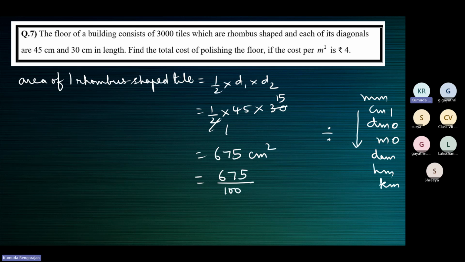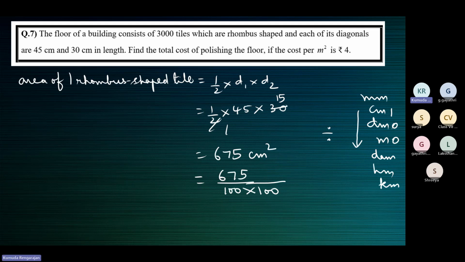But to convert centimeter square to meter square, do the same thing 2 times. You're dividing by 100, then divide by another 100. Whatever you do, do it 2 times. If you're dividing by 100, do it 2 times, because centimeter to meter you divide by 100. Centimeter square to meter square, divide by 100s, not 200, 100s, 2 times.